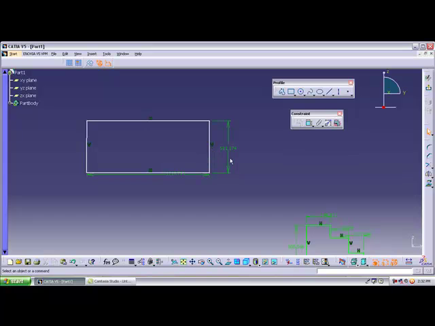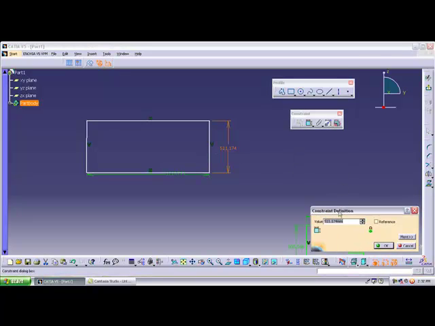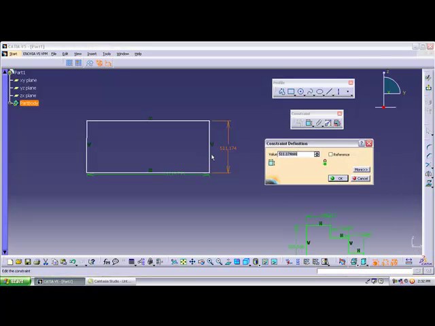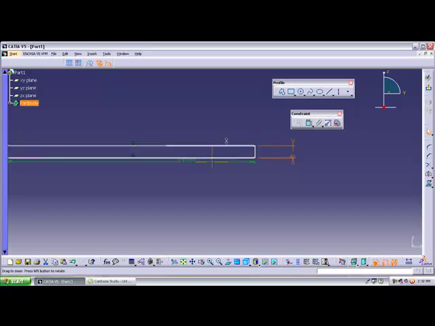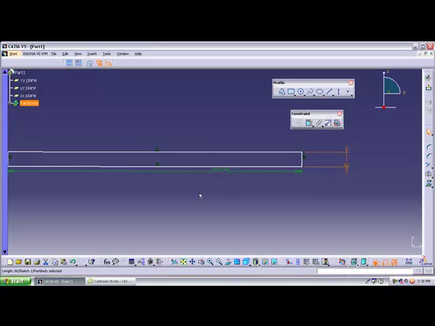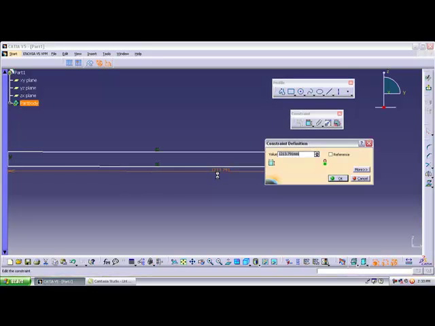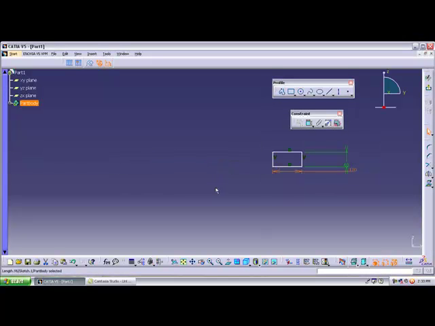How do we get the dimension 60? Double click on that constraint, then you will get a small window. In this window you can give the dimension. What is the height of this thing you are considering? I am considering it as 60. Right now the object has moved to the 60 dimension. As for the width of the object, I am considering it as 120. Double click on the constraint and make the dimension 120. See, right now the rectangle length and height are 120 and 60.